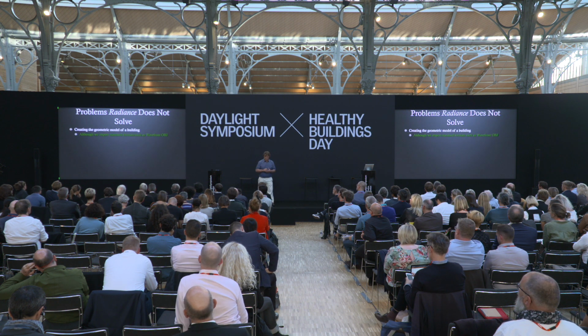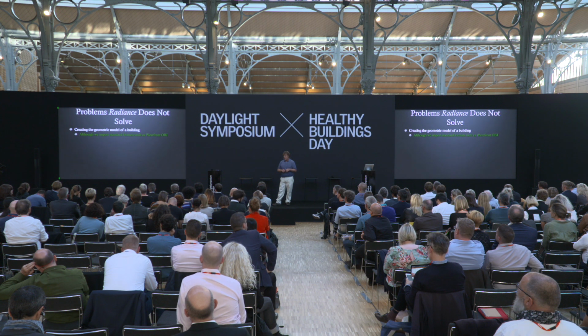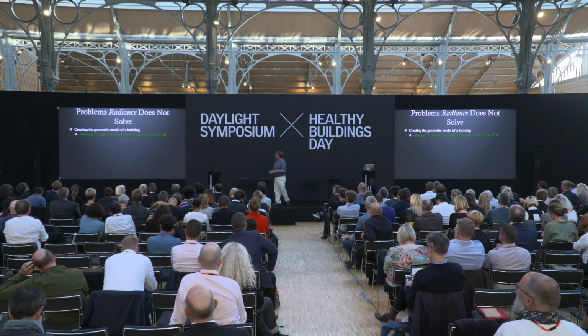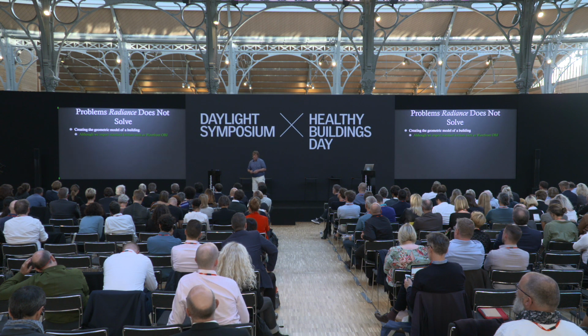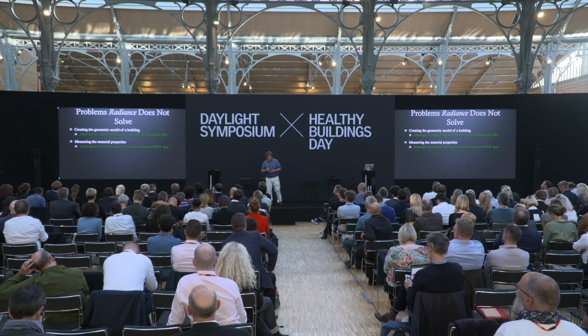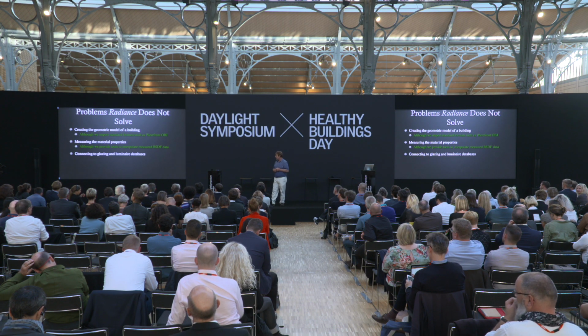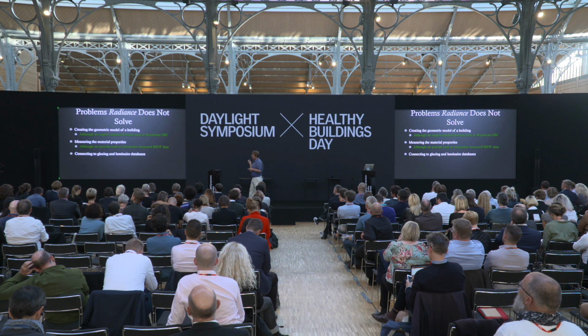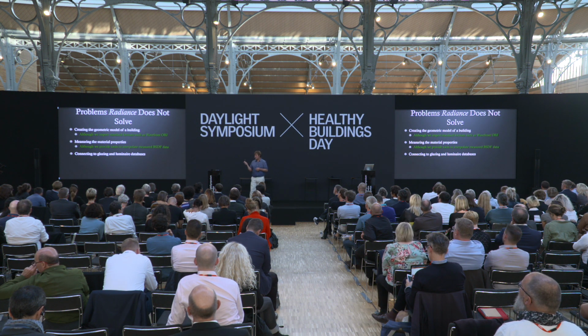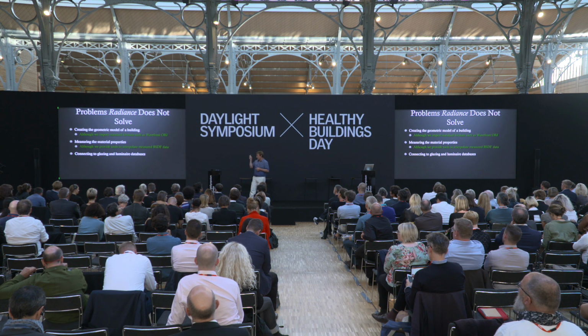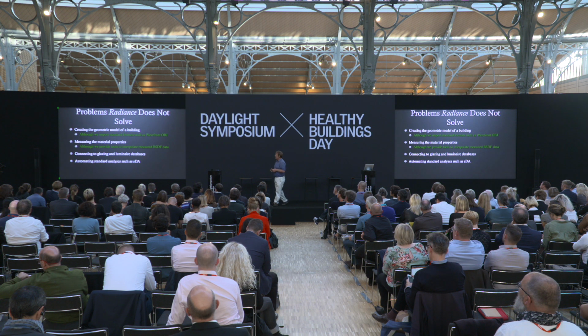Problems Radiance doesn't solve, there are quite a few. Creating the geometric model of the building is obviously a very important problem, but CAD pretty well addresses that problem. And we do import from standard formats such as Wavefront. It'd be nice if we imported from Revit at this point. We don't have a standard for that. It doesn't handle measuring material properties. You have to do that yourself somehow. But we do provide ways to interpolate and measure BSDF data, for example. And then we also don't, at this point anyway, connect to glazing and luminaire databases, which would be a nice thing to have, but we don't have it.